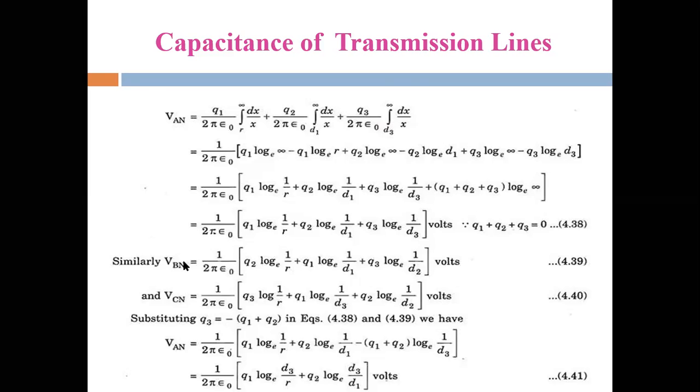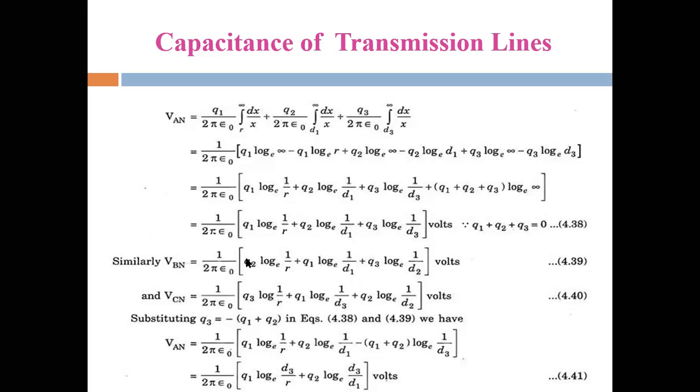Okay, similarly VBN. Therefore VBN is equal to 1 by 2 pi epsilon naught Q2 log E 1 by R plus Q1 log E 1 by D1 plus Q3 log E 1 by D2. Okay, similarly we write down the VCN. Okay, 1 by 2 pi epsilon naught Q3 log 1 by R. The radius of the conductor C is the R.